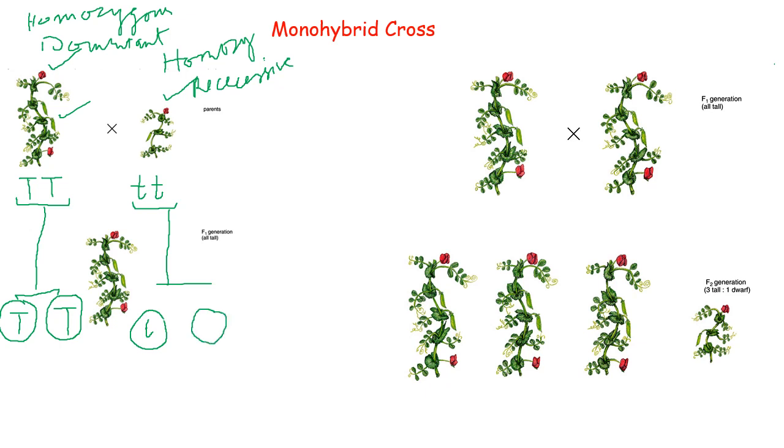This is what the law of segregation says, that the two alleles of a particular gene which are responsible for a particular character, which control the transmission of the particular trait, separate during meiosis.